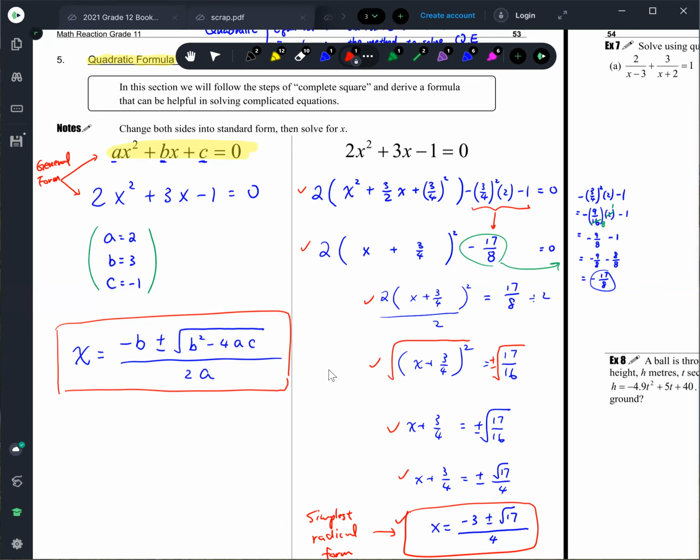All right, please raise your hand after you copy this formula down. Make sure you got all the letters correct. Okay.